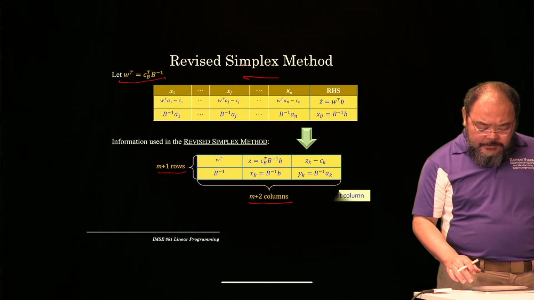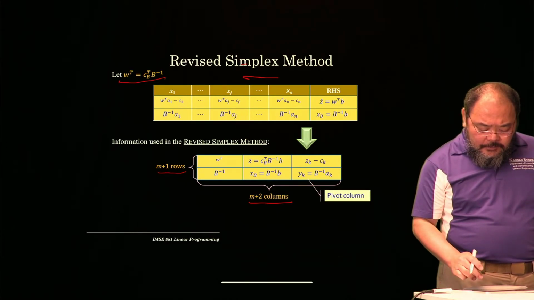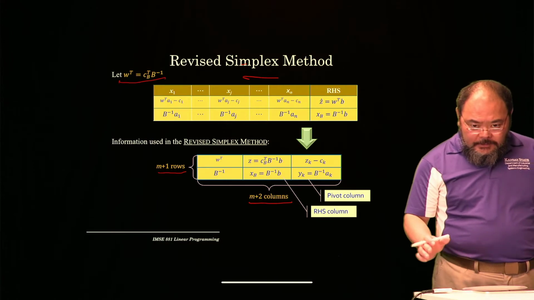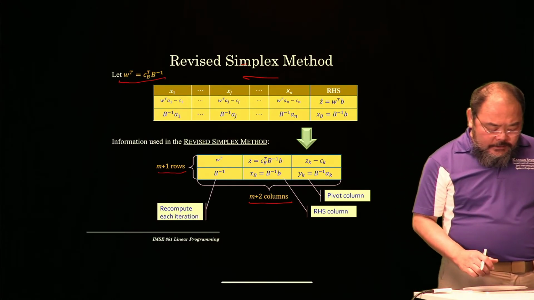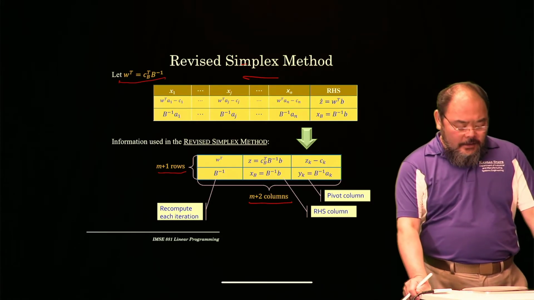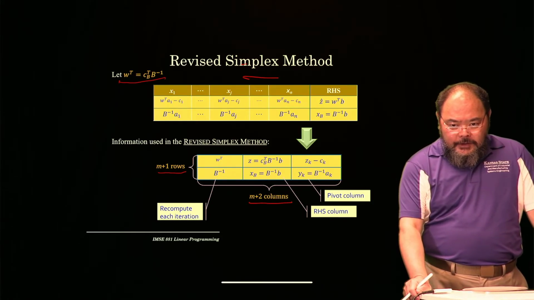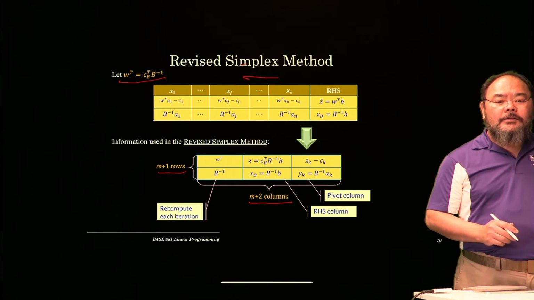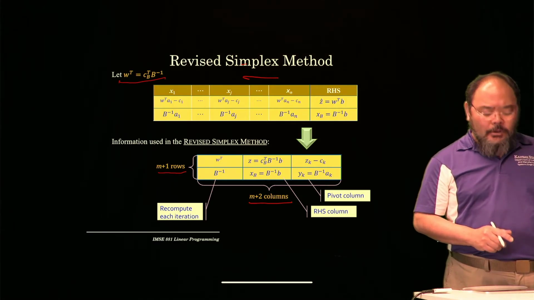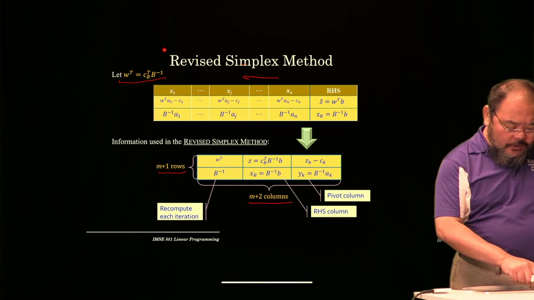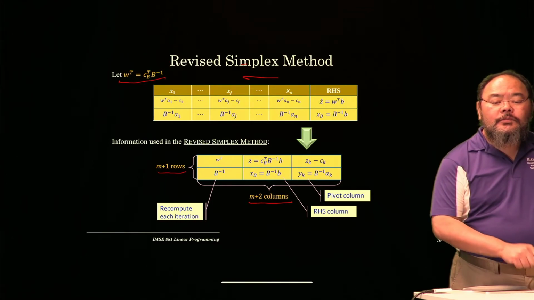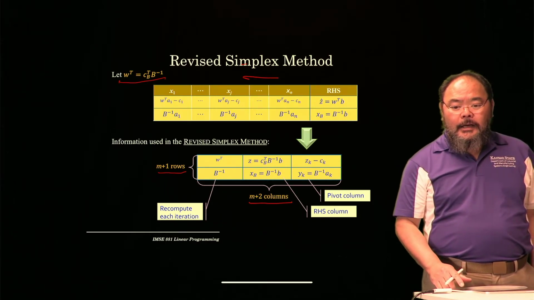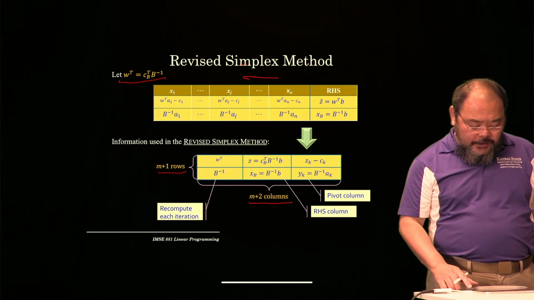One of these is the pivot column, and that's only one column. And that's the right-hand side column, which is also a single column. And then this is B inverse and omega. B inverse we recalculate every iteration, and the omega is recalculated based on C_B transpose times B inverse. The C_B itself is the original data from the problem, so we don't need to recalculate anything.